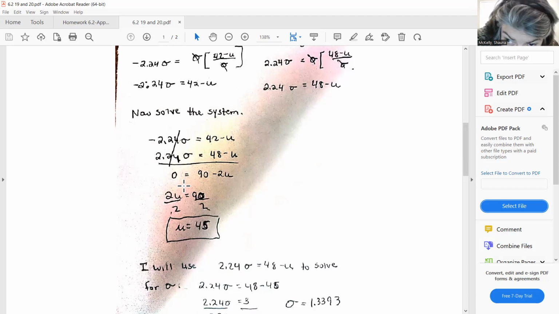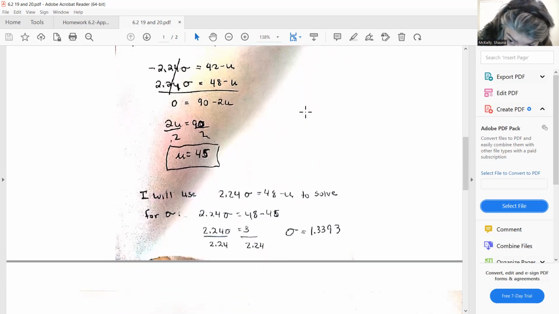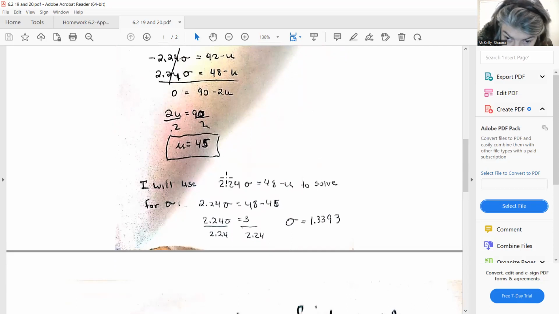Now, you can do this a couple of different ways. You can go back and solve for sigma separately, or what I did here was I went back and used the second equation, and I knew what mu was because I just found it. So I plugged it in there. I used substitution and then solved for sigma that way. So you have some choices, but my work looks like this. So I used this equation, as I mentioned, plugged in 45 where the mu was. 48 minus 45 is 3. So I have 2.24 sigma equals 3, divide by 2.24.